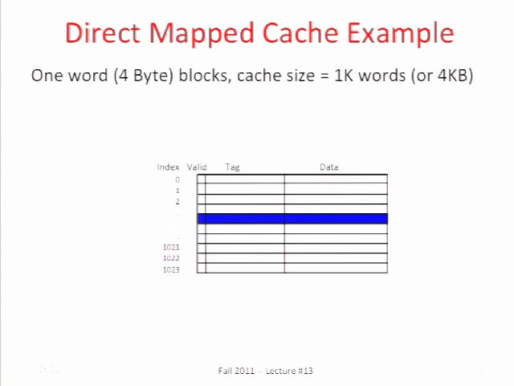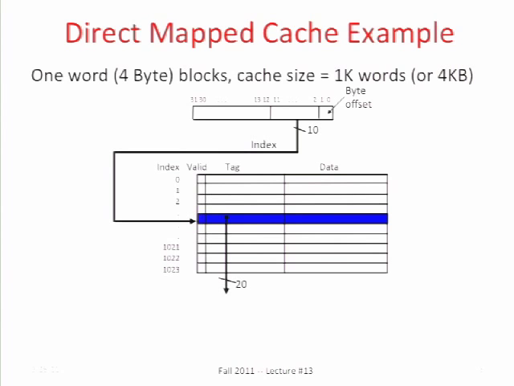Well, because we have 4-byte blocks, that means we need 2 bits as an offset. So our least significant 2 bits are going to represent the bytes 0, 1, 2, and 3 for that block. We have 1K entries in the cache, so that means we're going to need 10 bits to represent the index. So we're going to ignore the first 2 and look at the next 10. That tells us which entry in the cache this address is going to be located at if it's in the cache. The rest of the bits are the tag, and there are 20 left.